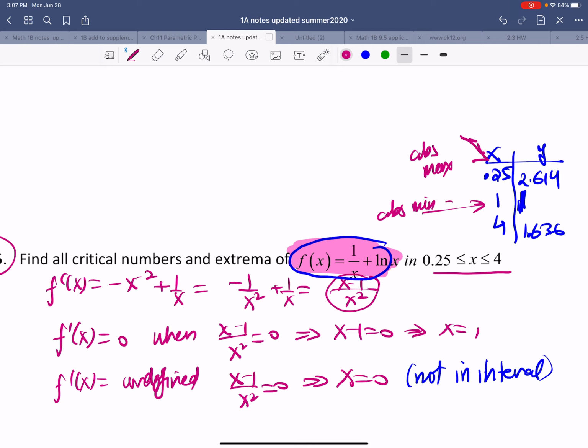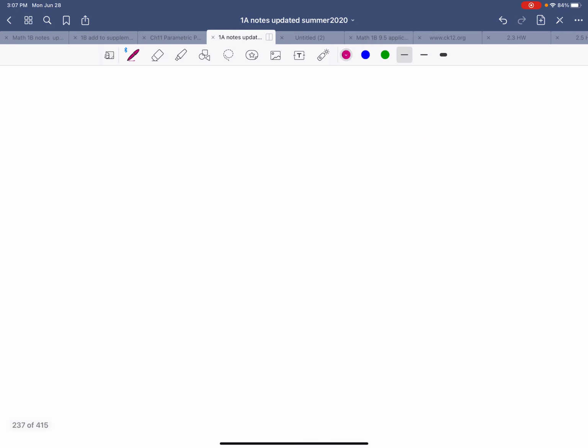You might ask what is happening in this interval given 0.25. Yes, that's correct. The absolute min is 1, and the absolute max is 2.614. That's absolutely correct.